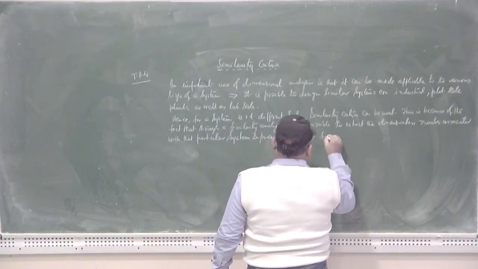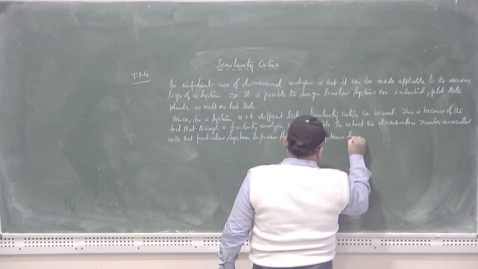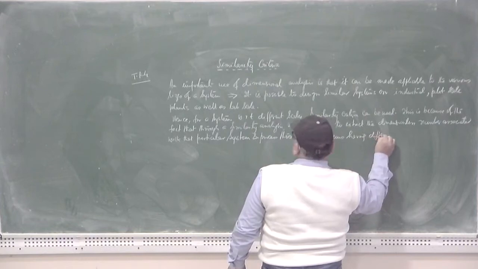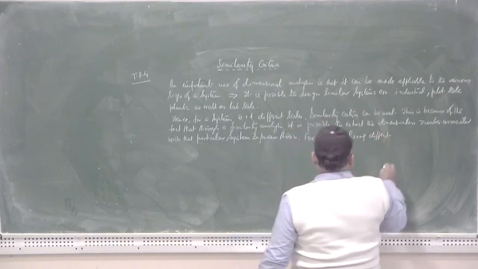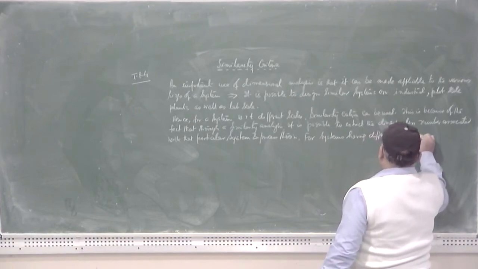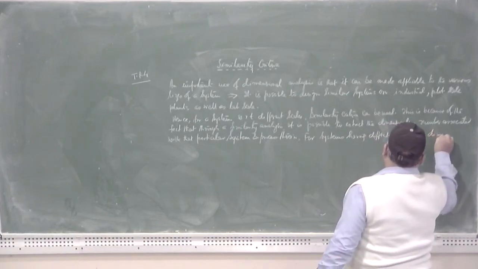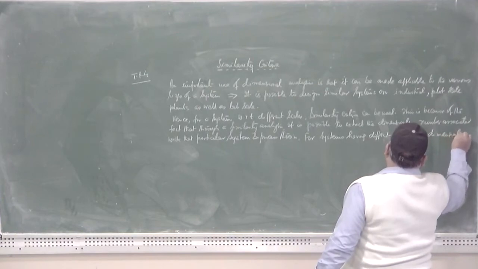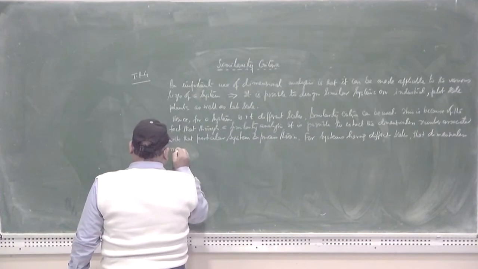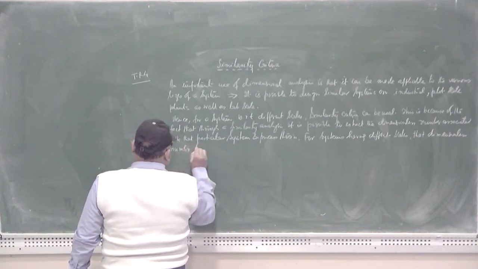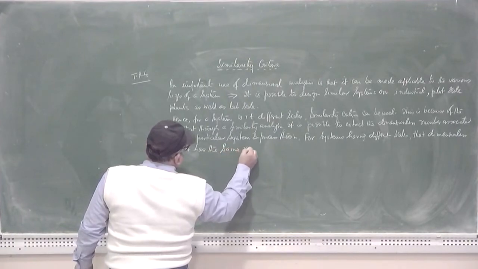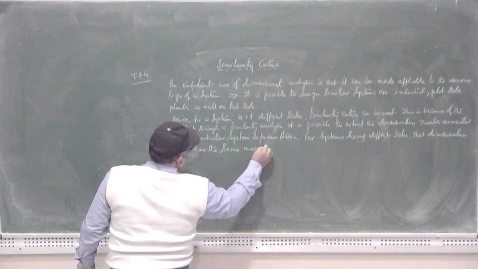For systems having different scales, that dimensionless number has the same magnitude. That dimensionless number has the same magnitude for all the scales. Okay.